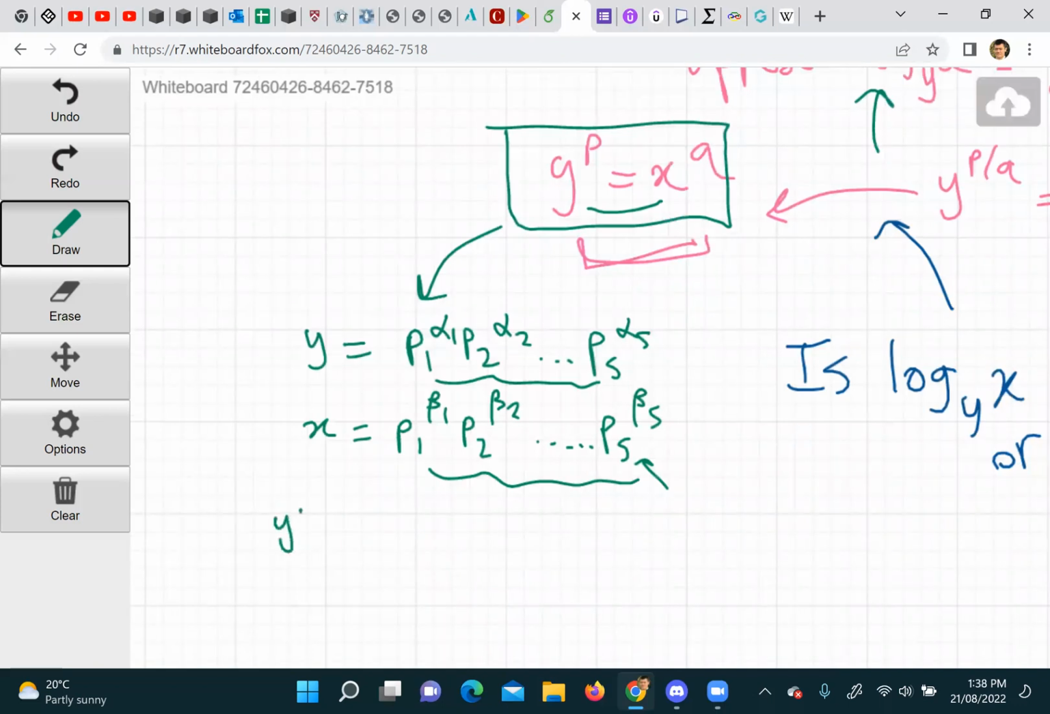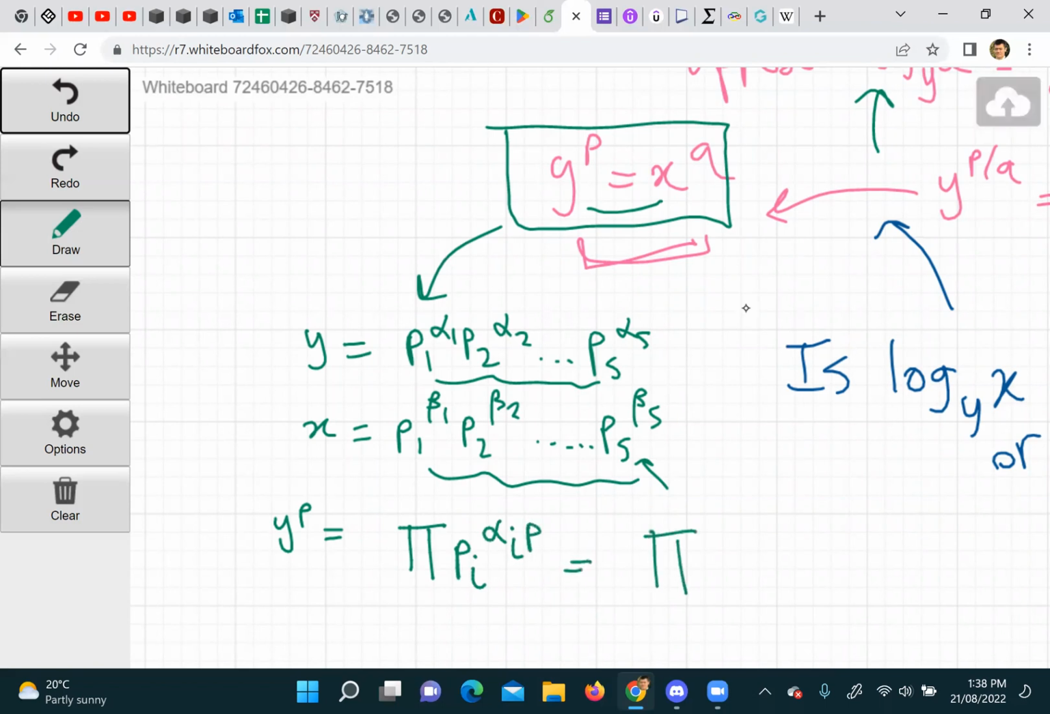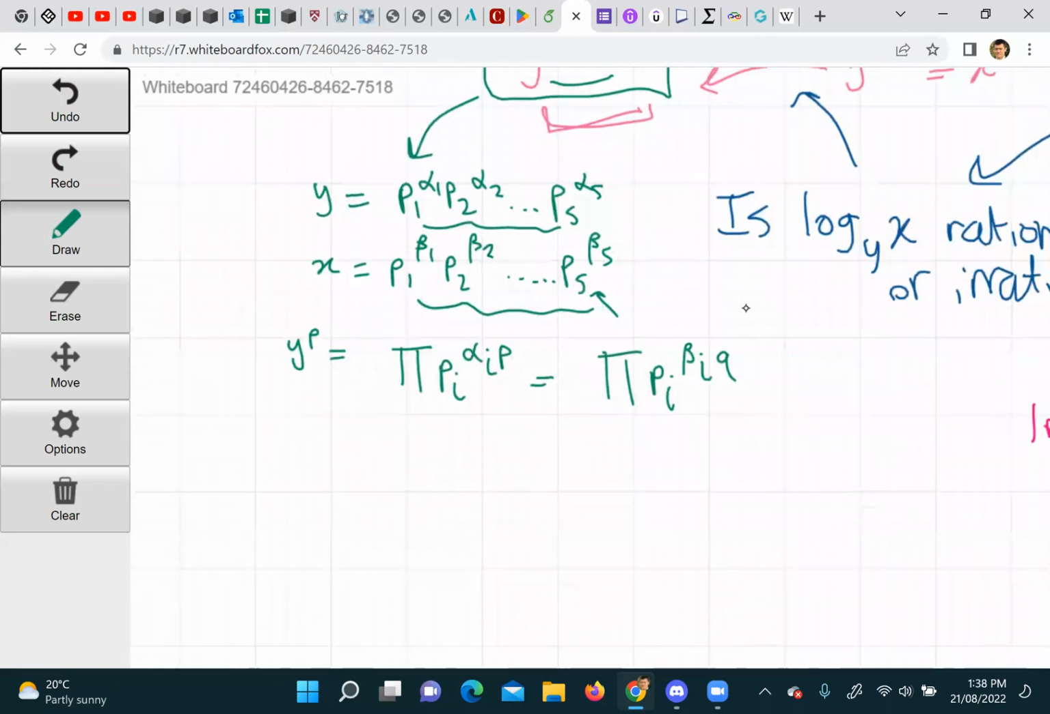So y to the p is the product of the p. P alpha 1 equals P beta 1. Pi of beta i q. So what can you conclude? Beta i over alpha i equals P over Q. So what is beta i divisible by?